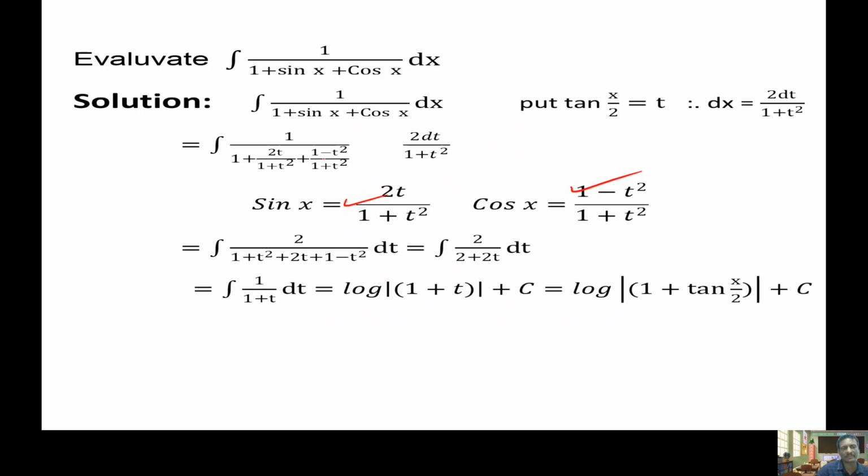2t by 1 plus t squared, and 1 minus t squared by 1 plus t squared. Simplifying, the t squared and minus t squared cancel. So the integral of 2 by 2 plus 2t. The 2 will cancel: dt by 1 plus t. What is dt by 1 plus t? Log of 1 plus t plus c, which is log of 1 plus tan x by 2 plus c.